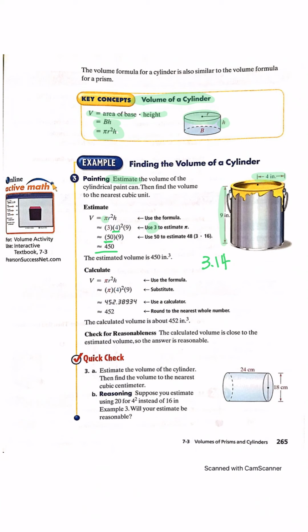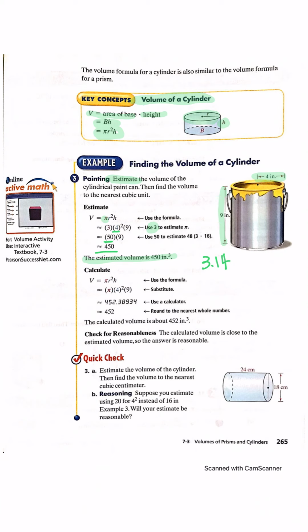If you wanted to come up with the exact, you would do the radius squared, so 4 times 4 equals 16, times pi 3.14, times 9. So that answer is 452.16. So 450 is very close. That's a good estimate.